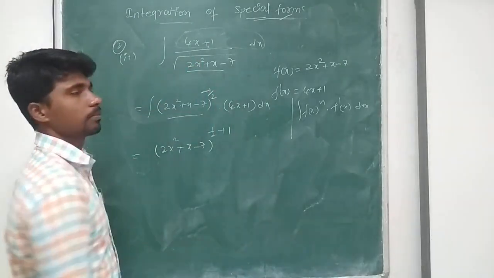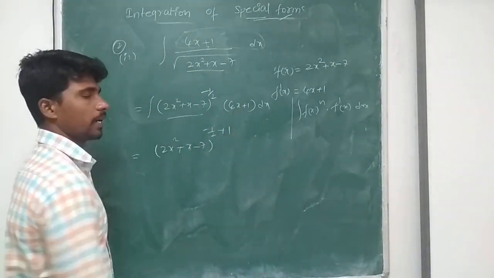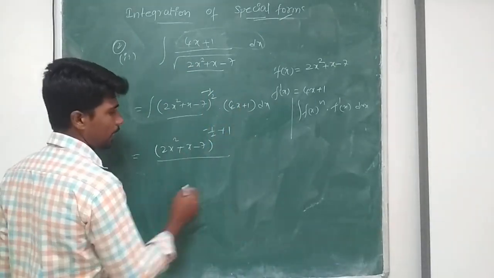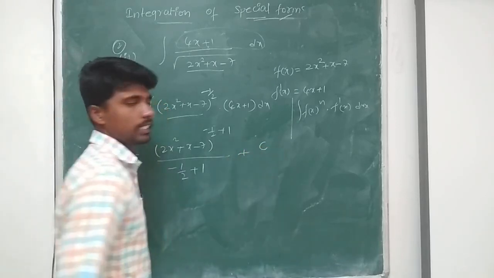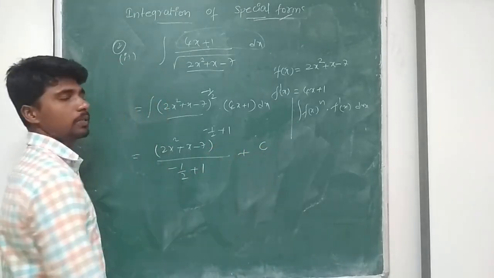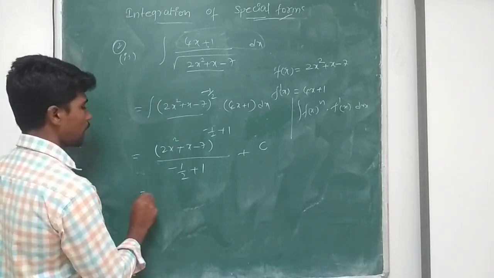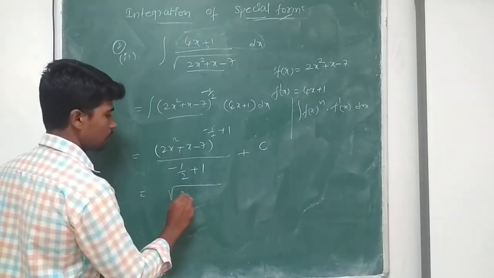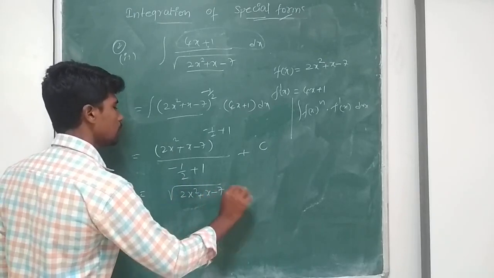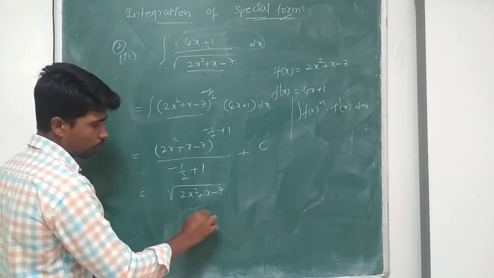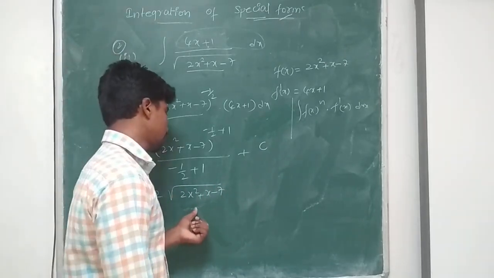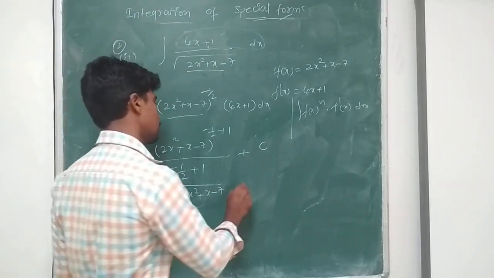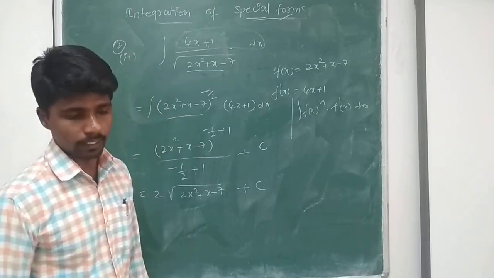So I get it as minus 1 by 2, and here minus 1 by 2 plus 1 by minus 1 by 2 plus 1, plus a constant c. So minus 1 by 2 plus 1 is nothing but plus 1 by 2. So I get root over 2x square plus x minus 7 by 1 by 2. So by 1 by 2, the reciprocal is 2. 2 into root 2x square plus x minus 7 plus a constant c.